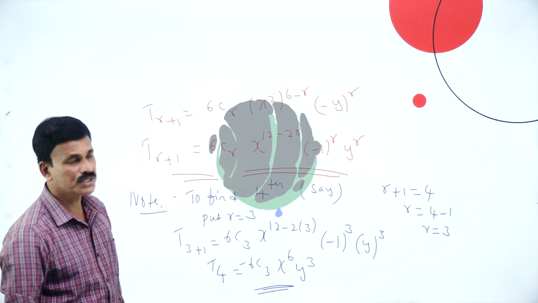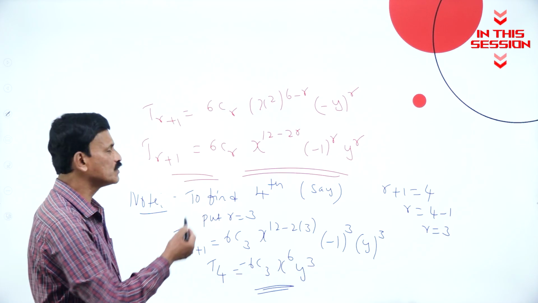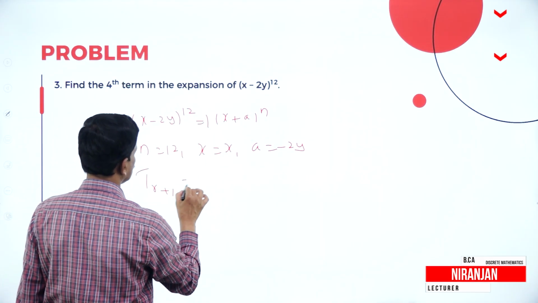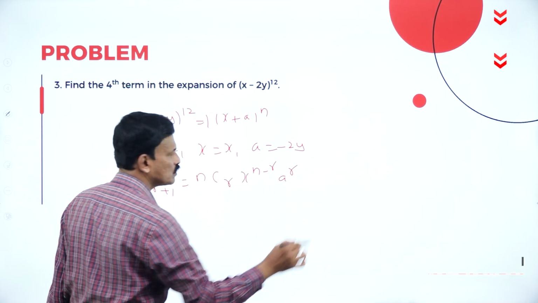So to find the fourth term, just put r is equal to 3, you will get t4, the fourth term from this expansion. What is the nth term? The general term is t(r+1) is equal to nCr x to the power of n minus r into a to the power of r.